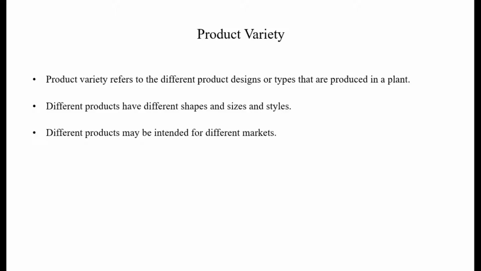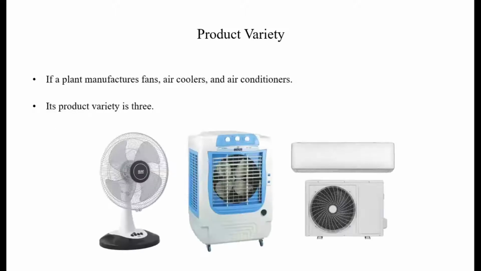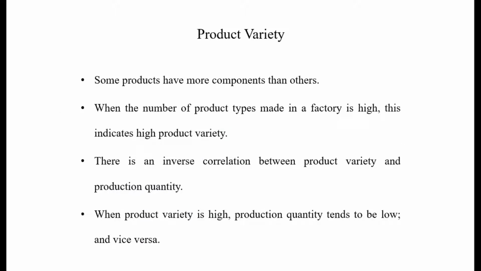Different products have different shapes, sizes, and styles. Different products may be intended for different markets. So if a plant manufactures fans, air coolers, and air conditioners, its product variety is three. Some products have more components than others. When the number of product types made in a factory is high, this indicates high product variety.